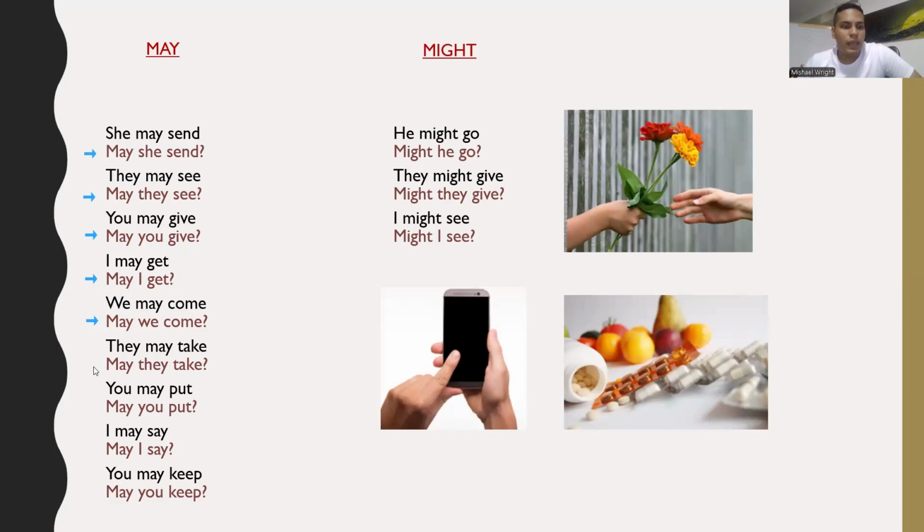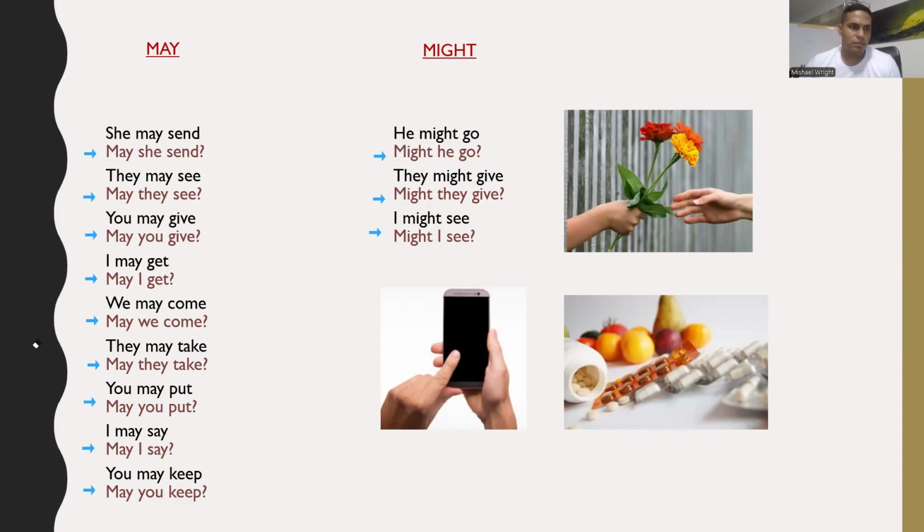They may take. May they take? You may put. May you put? I may say. May I say? You may keep. May you keep? So the same, it's just the same. Might. He might go. Might he go? They might give. Might they give? I might see. Might I see?